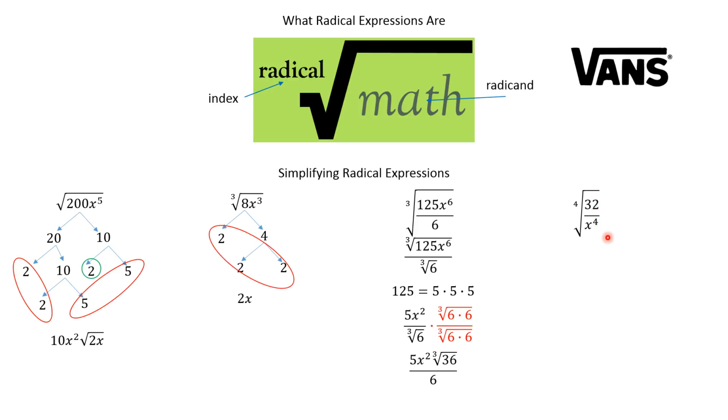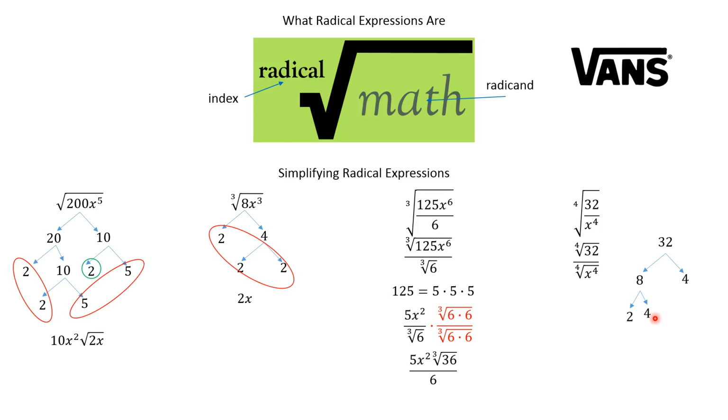The fourth root of 32 over x to the fourth. So again, we can split it up, just like we did this one, to the fourth root of 32 over the fourth root of x to the fourth. We can factor 32. 32 is 8 times 4, 16 times 2. It could be a lot of things.